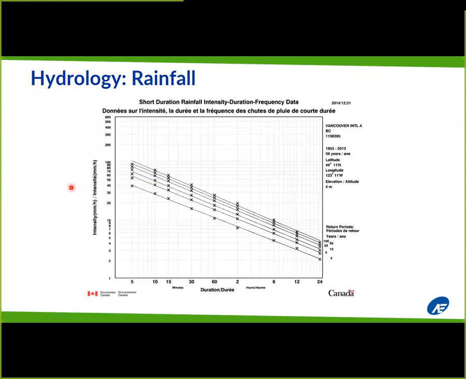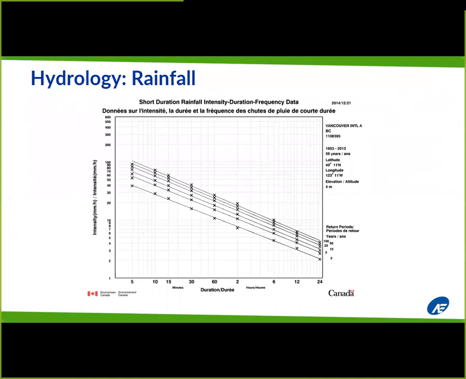Now, one of the key points I want to make with this is that these intensity, duration, frequency curves that are used by engineers are based on historic observed data. So this is backward looking. It's not related to climate change. It doesn't look forward to the future to identify the potential changes. So that's a really important thing for people to keep in mind when they're designing and building this type of infrastructure or considering the potential impacts of extreme rainfall.